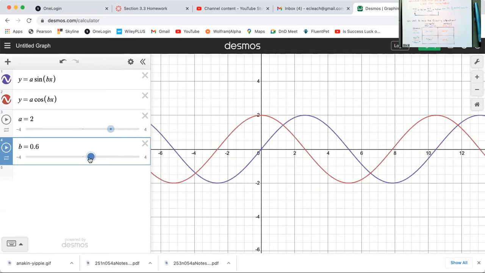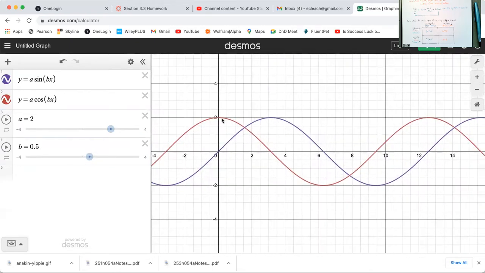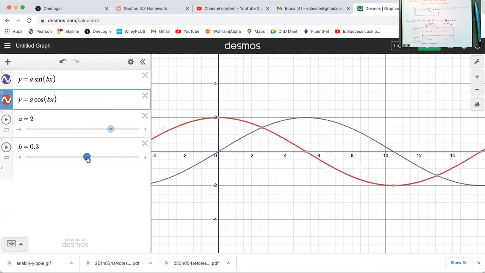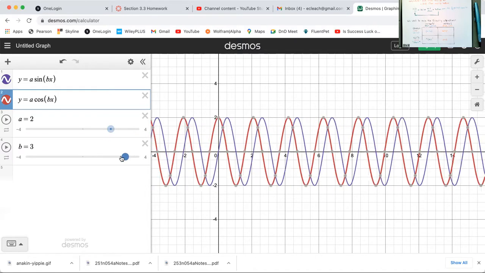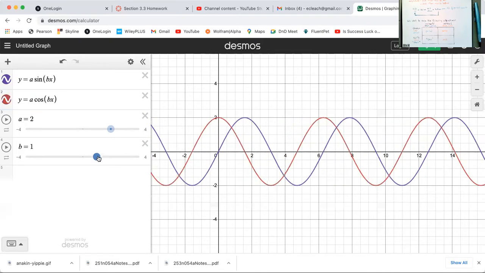So that when b drops down to say 1/2, one cycle now takes longer. Top, middle going down, bottom, middle going up. Back to the top, the period is 4 pi. So multiplication before the trig function is producing a horizontal stretch. Multiplication after the trig function produced a vertical stretch.